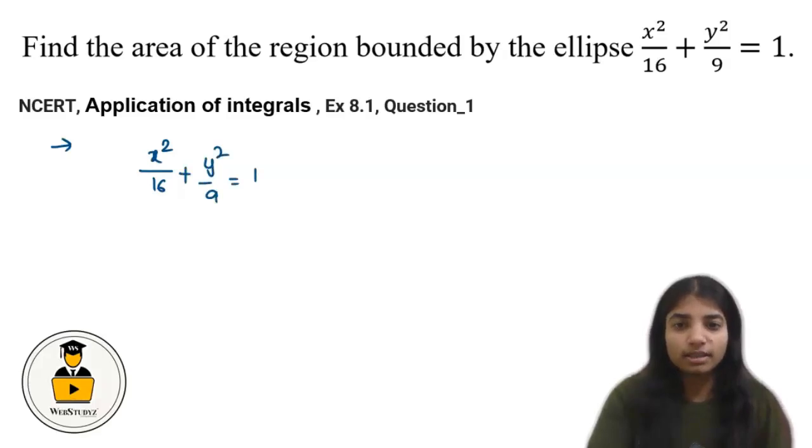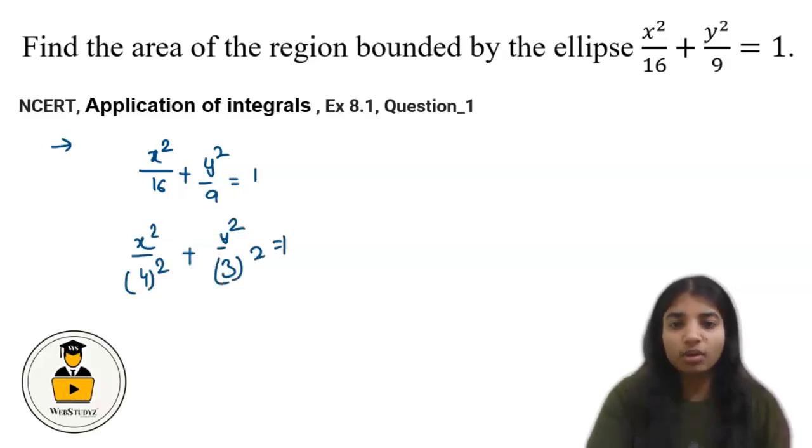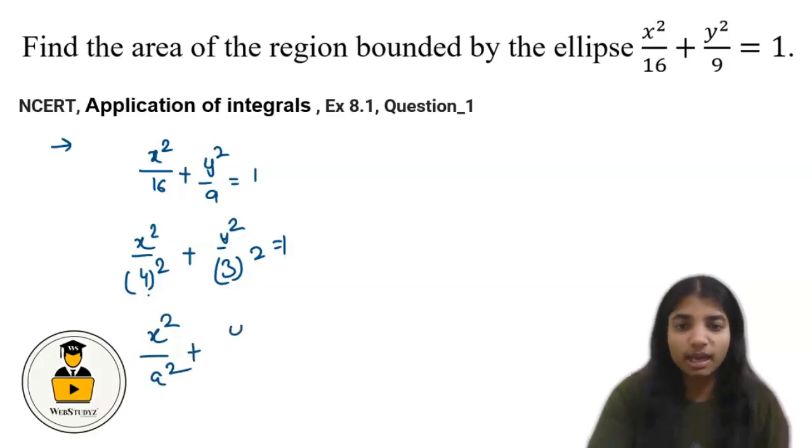So here this equation can also be written as x square divided by 4 square plus y square divided by 3 square, which is equal to 1, because 4 square is equal to 16 and the square of 3 is equal to 9. So this equation is in the form of the general equation, that is x square divided by a square plus y square divided by b square, which is equal to 1, where a is representing the x-intercept and b is representing the y-intercept. So from here the value of a is equal to 4 and that of b is equal to 3.